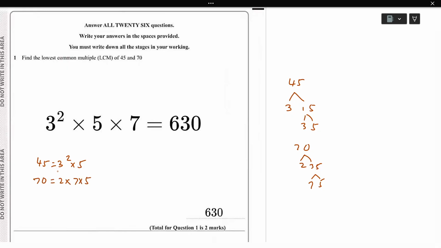So for the LCM, we need to take the maximum. The 5 is common, so I can take 5 times the rest, which is 3 squared times 7. Okay, so the 2 is missing, so we need to multiply by 2 as well. Then our answer is 630. So 630 is the answer.